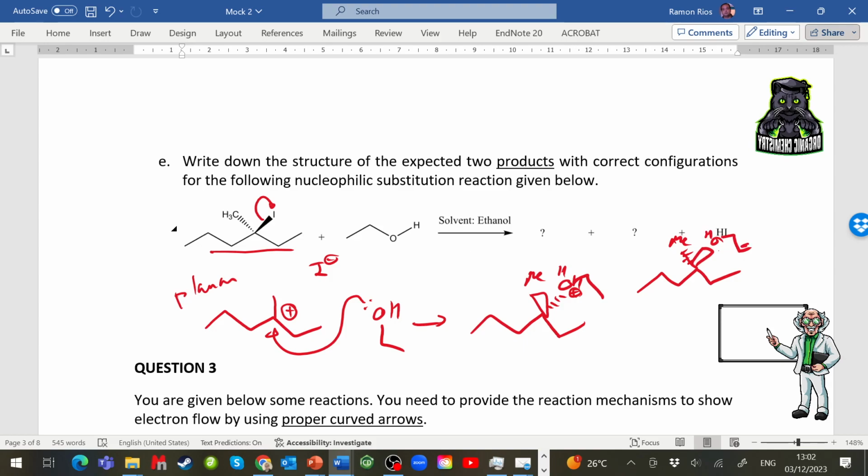Okay. And in order to get the final compound, what we have to do is remove one of the protons, and we will get these two compounds, that one is the enantiomer of the other. Okay, these will be the two compounds that we will get.